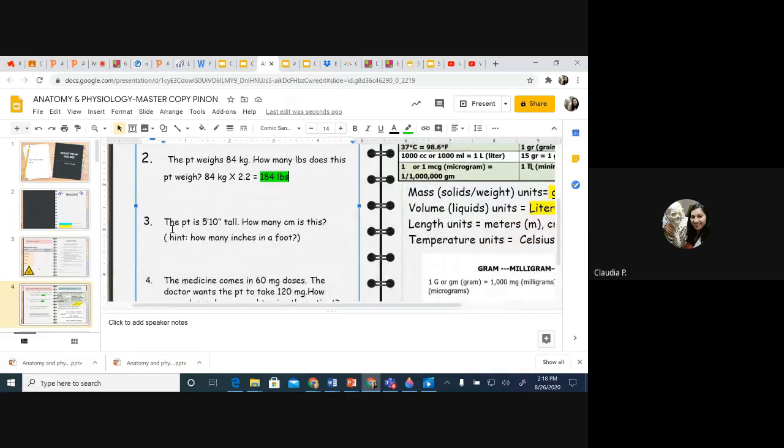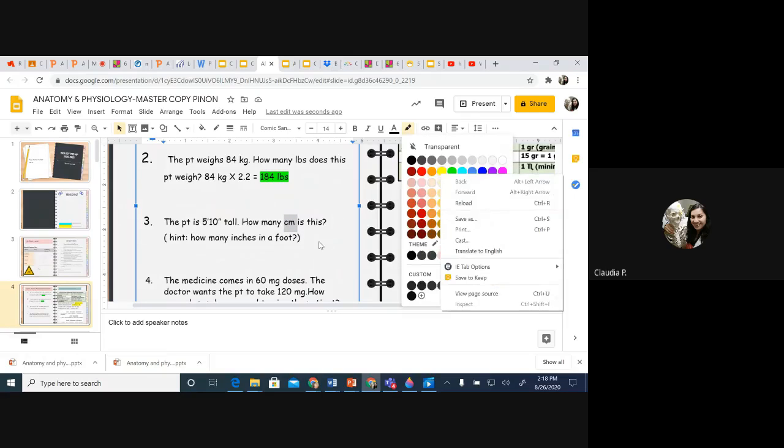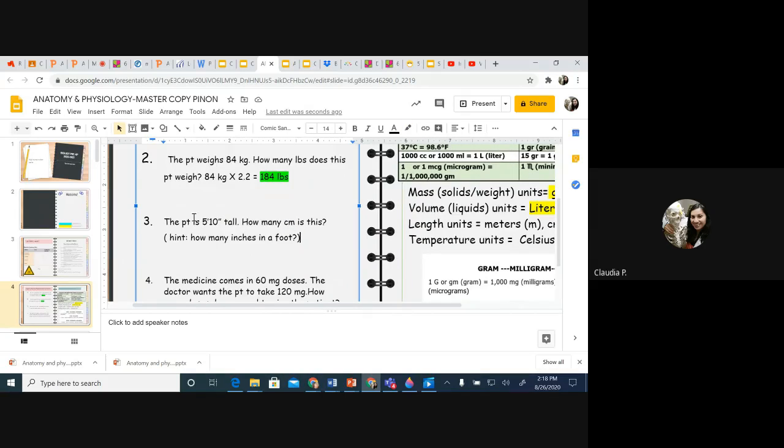For the next one, the patient is 5 feet, 10 inches tall. So here are the feet, here are the inches. How many centimeters is this? The first thing we have to do is figure out how many inches total are in this person's height. So 5 feet, there are 12 inches in a foot. So this person is 60 inches so far. Then to that 60, we're going to add 10 because that person's 5'10". So we want to add the 10 inches that they also have to the height.